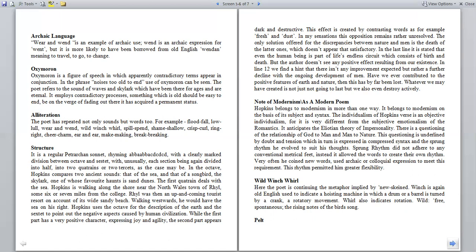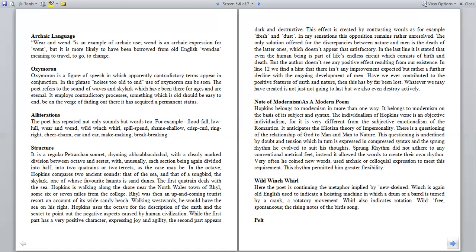There is a questioning of the relationship of God to men and men to nature. This questioning is underlined by doubt and tension, which in turn is expressed in compressed syntax and the sprung rhythm he evolved to suit his thoughts. Sprung rhythm did not adhere to any conventional metrical feet. Instead, it allowed the words to create their own rhythm. Very often, he coined new words, used archaic or colloquial expressions to meet this requirement. This rhythm permitted him greater flexibility.